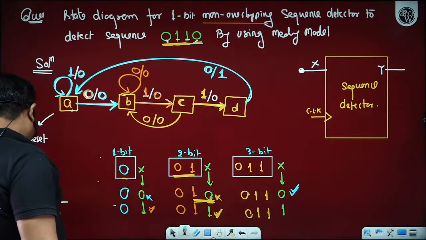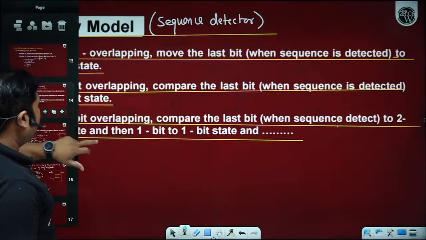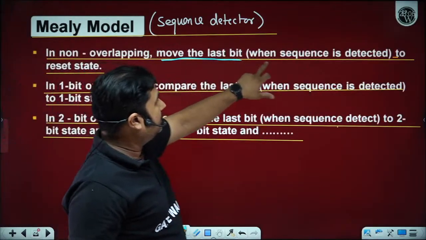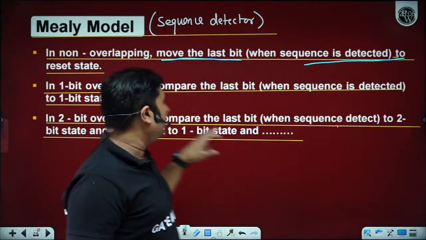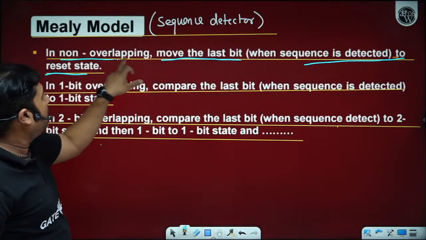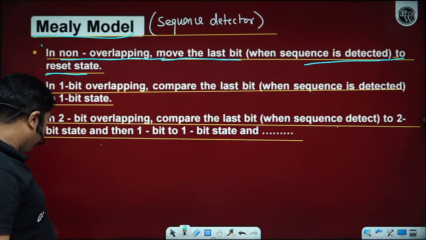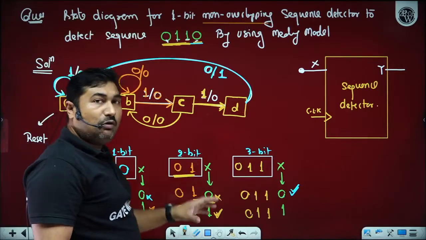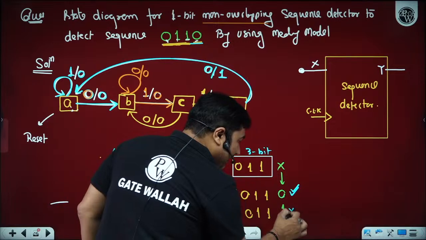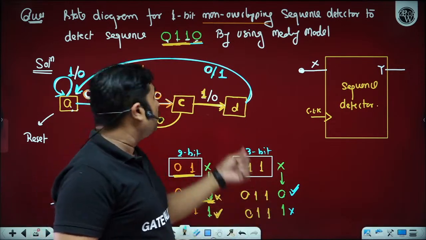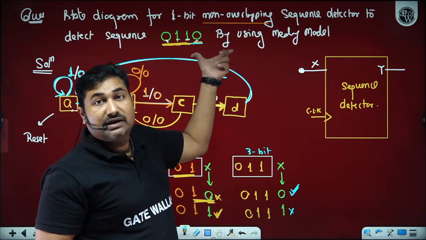Is it okay? Yes, sir. So whenever the last bit when the sequence got detected, move to the reset state in case of a non-overlapping Mealy model. Is it okay? Yes, sir. However, if we are getting 1, so this 1, it means 0 triple 1. 0 triple 1 is not the required set of sequence.